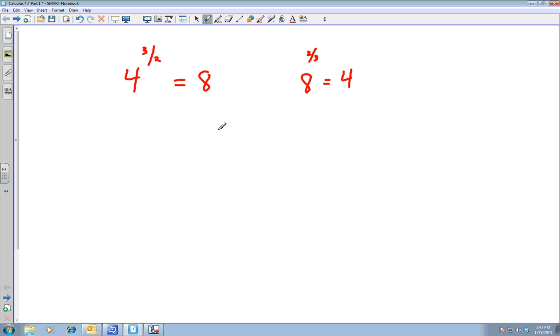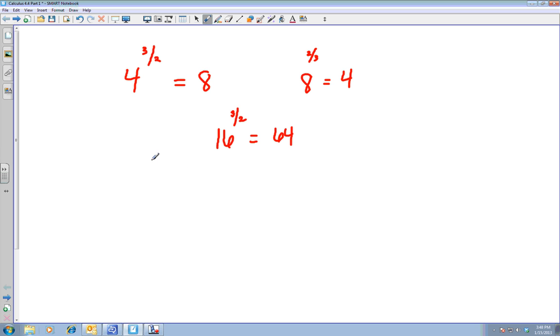Let's do 16 to the, I don't know, 3 halves. So the 2 means take the square root of 16, which is 4, and 4 cubed. So that means 4 times 4 times 4. 4 times 4 is 16. 16 times 4, what is that, 64? So that's just a little reminder of how to find those without using your calculator.